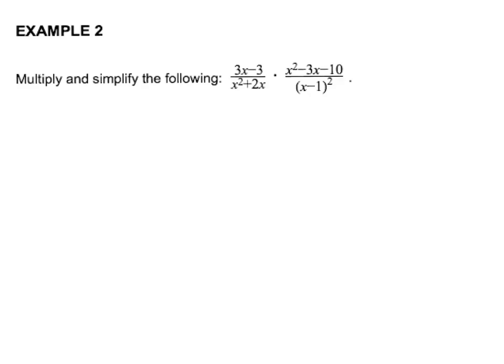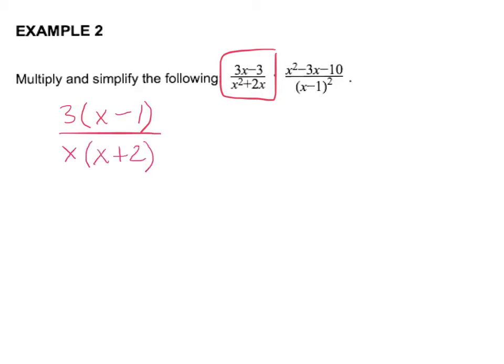So I have a few examples for you. This first one is just straight multiplication. And the best way to approach this is just to look at our first expression and then look at the second expression. So with our first one, we can factor out in our numerator a 3, and that leaves us with x minus 1. And then in our denominator, we can factor out just an x, and then we have x plus 2 left over.